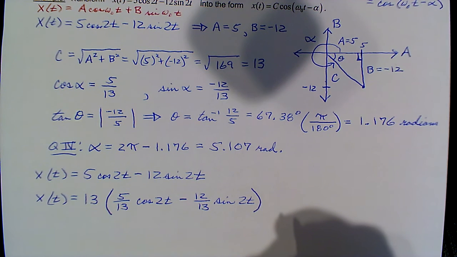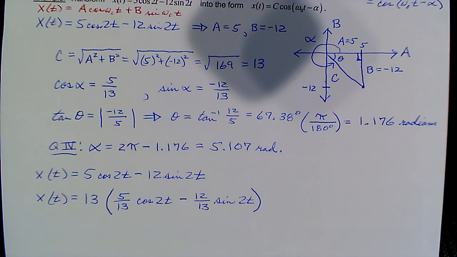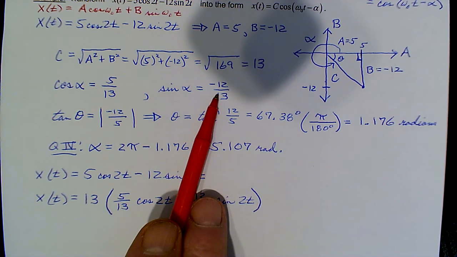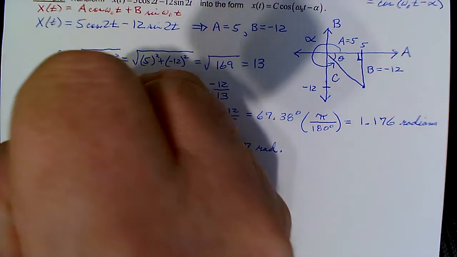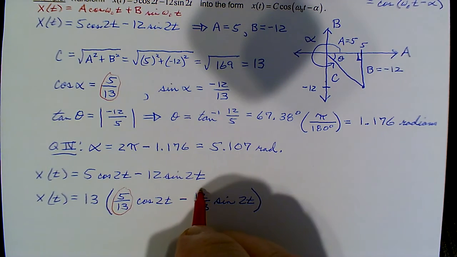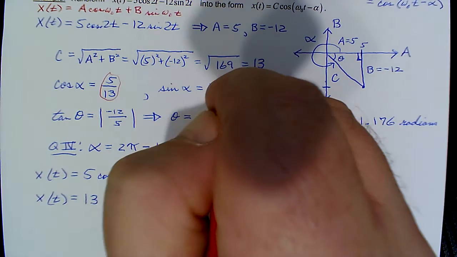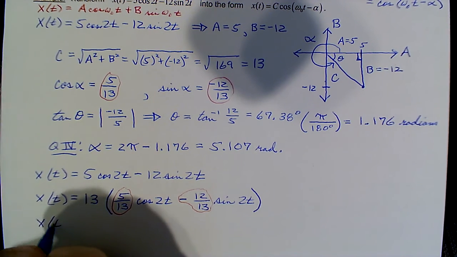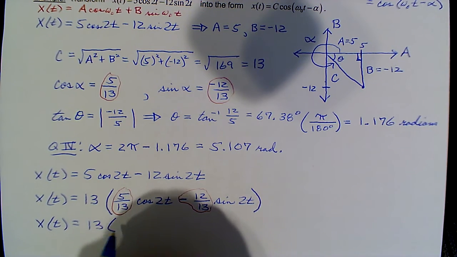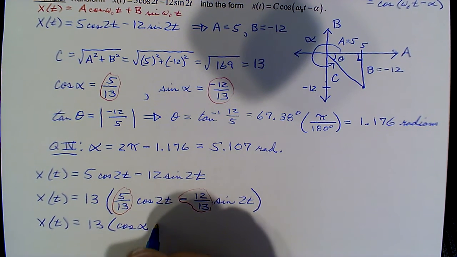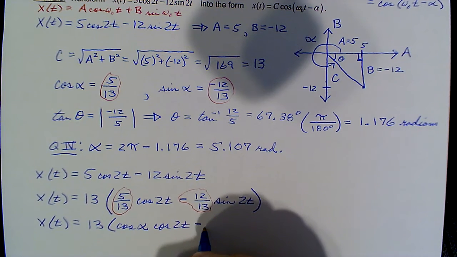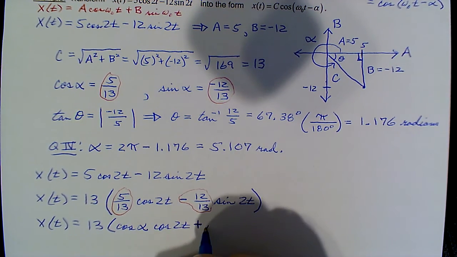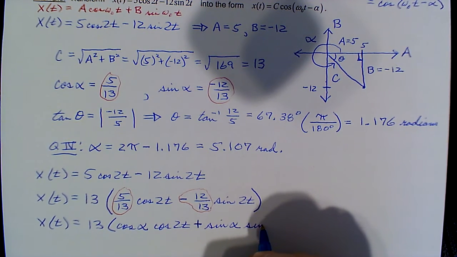Now, the significance of that is the fact that, and this is why earlier we calculated the cosine of alpha and the sine of alpha, because now the 5 over 13 is the cosine of alpha and the negative 12 over 13 is the sine of alpha. So therefore we could write this as x of t equaling 13 times, and then this would be cosine alpha cosine 2t plus, because the negative is part of the sine of alpha, so plus the sine of alpha times the sine of 2t.